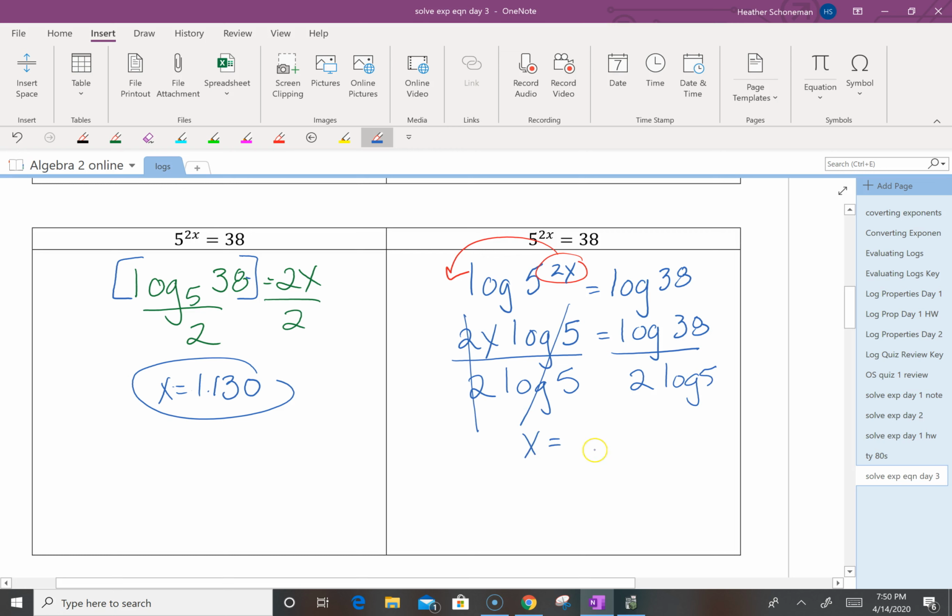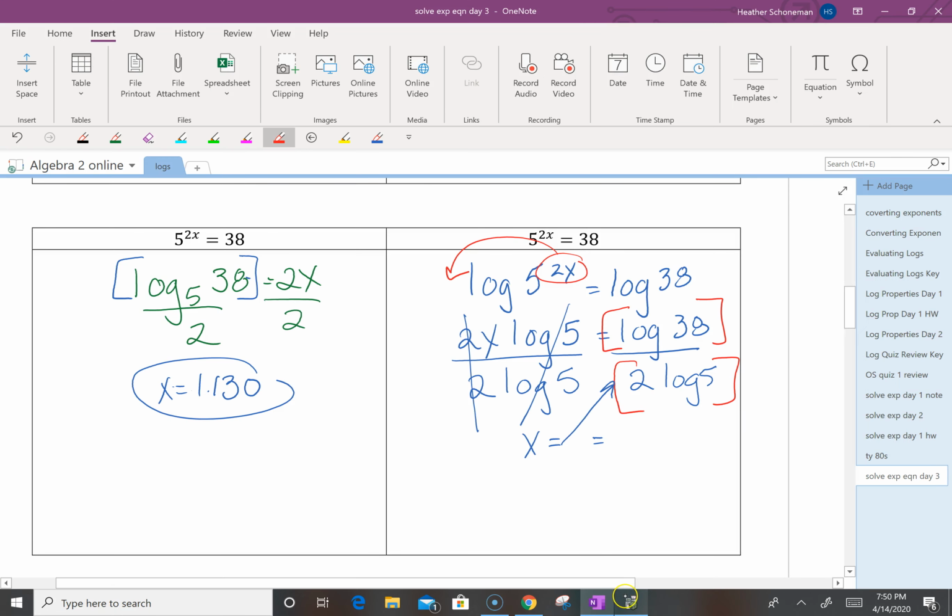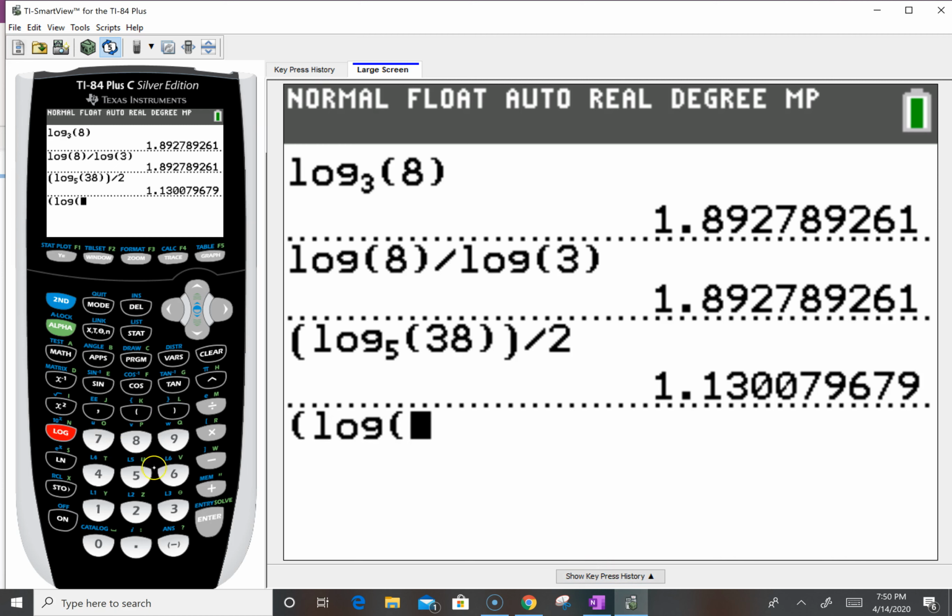So I get x equals this whole thing, and I'm going to put that in the calculator. Now again, parentheses for the top, parentheses for the bottom. So in my calculator, parentheses for the top, and I want log 38, close parentheses for the log, close the parentheses for the numerator, divided by 2 times the log of 5, close the parentheses.